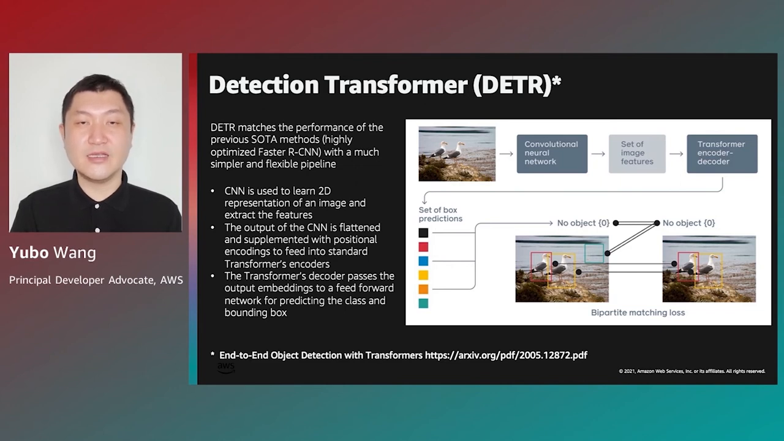To simplify, in this model, CNN is used to learn a 2D representation of an image and extract the features. The output of the CNN is flattened and then supplemented with positional embeddings to feed into standard transformer encoders. The transformer decoder passes the output embeddings to a feed-forward network for predicting the classes and bounding boxes.